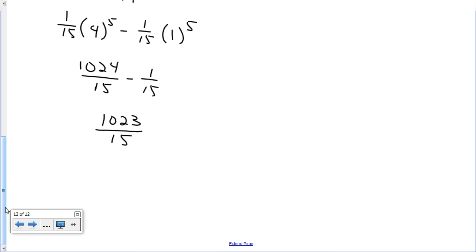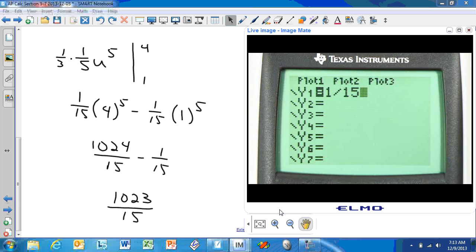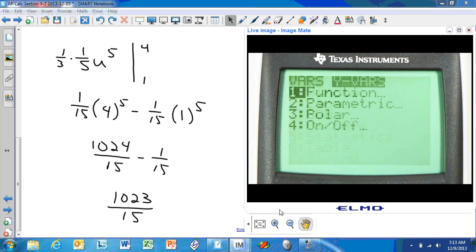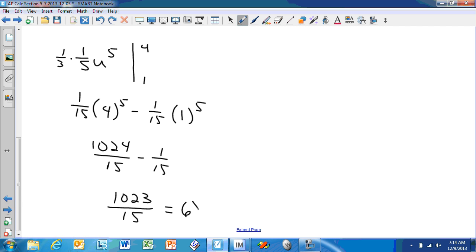In fact, sometimes it's nice to simply put the antiderivative in your calculator. If I go to y1 and put in 1/15, and then x to the fifth was our antiderivative. And then on my home screen, I can just tell it to take y1 evaluated at the upper bound, minus y1 evaluated at the lower bound, and get 68.2. And you can check to make sure that the value we had written down there, 1023 divided by 15, is the same result, 68.2. I'll go ahead and write that down here, 68.2. You can write it either way, obviously. Okay. There is our variable substitution with a definite integral.